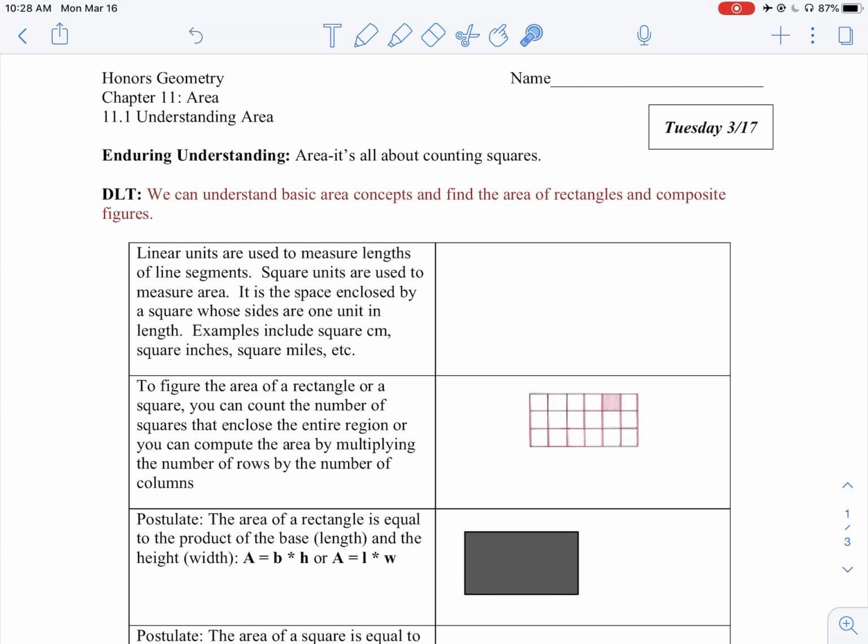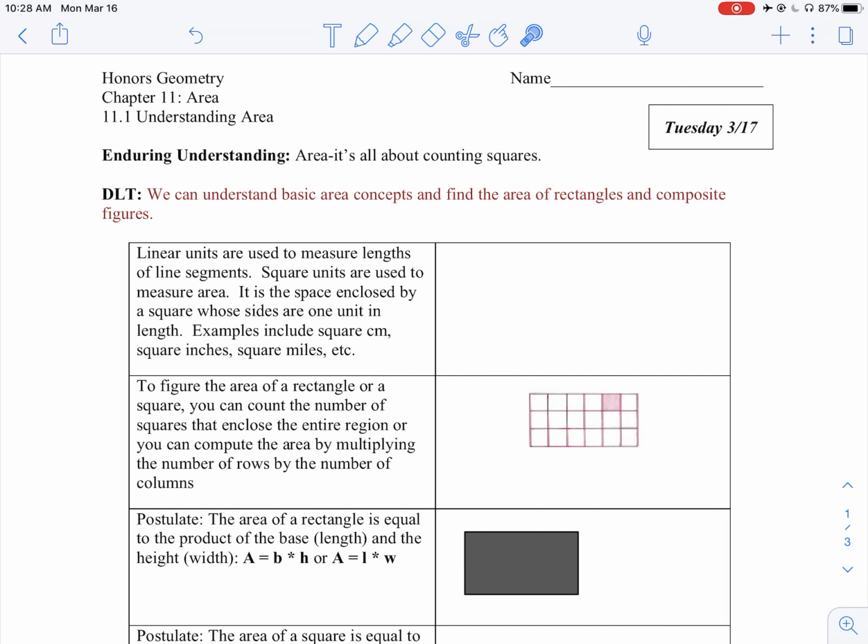This lesson is going to start our unit about understanding area, all things area. Today, the goal is to start with basic area concepts, and then we're also going to use that to find the area of rectangles and what we call composite figures. The goal of today is that it should not feel new. My hope is you have seen area before. We're going to cover the basic concepts to make sure that we're on the same page and extend it further.